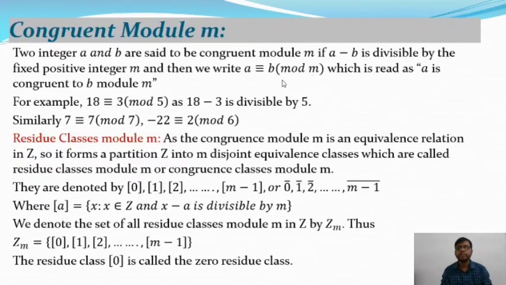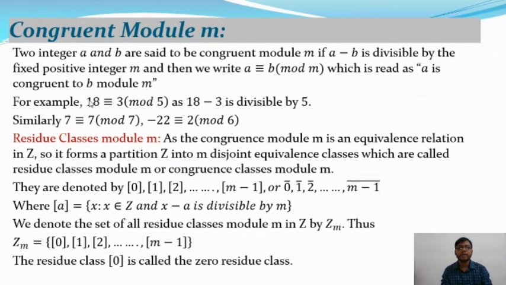So the congruence relation can be written as a ≡ b mod M. That means a minus b is divisible by M, which is read as a is congruent to b modulo M. For example, 18 ≡ 3 mod 5, so 18 minus 3 is divisible by 5. As well as 7 ≡ 7 mod 7, that is 7 minus 7 is equal to 0, and 0 is always divisible by any number. Again, minus 22 ≡ 2 mod 6, that means minus 22 minus 2, that is minus 24, and minus 24 is divisible by 6.